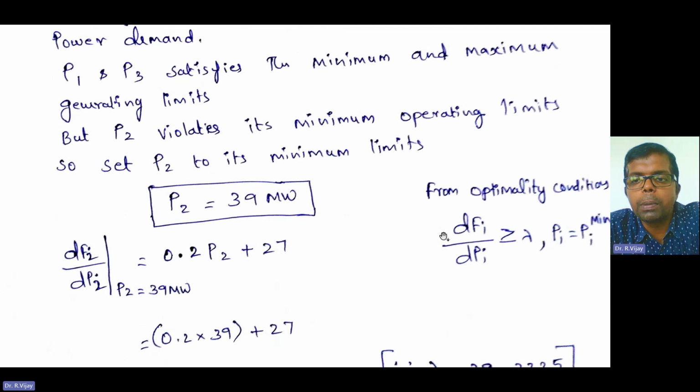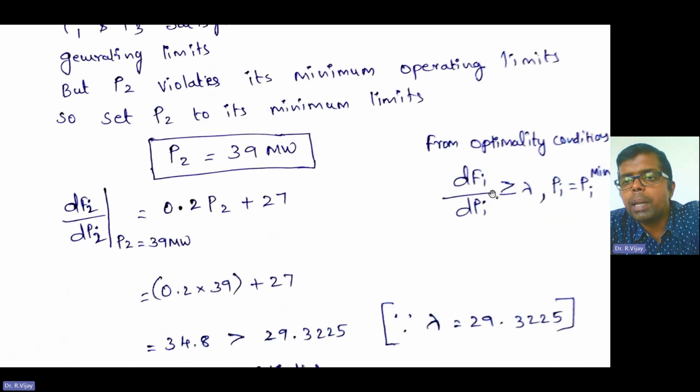From the optimality condition, which we already derived in our previous classes, just go and watch if you're not understanding this. The optimality condition: dFi divided by dPi is greater than or equal to lambda for Pi equal to Pi minimum. This condition has to be satisfied, then only P2 can be set to its minimum operating limit. So dF2 divided by dP2, taking P2 as 39 megawatt.